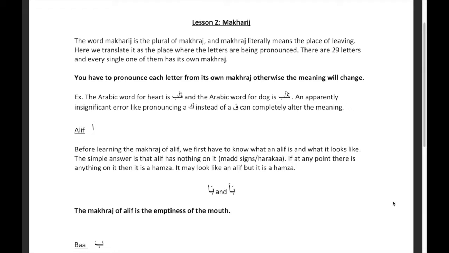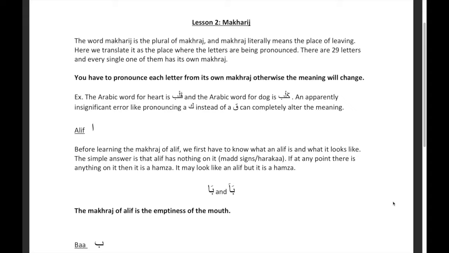Bismillahirrahmanirrahim. Lesson 2 is Makharij. The word Makharij is the plural of Makhraj, and Makhraj literally means the place of leaving. In this case, in terms of Tajweed, we would translate it as the place in your throat or your mouth where the letters are being pronounced. So there are 29 letters of the Arabic alphabet, and each of them has its own Makhraj.